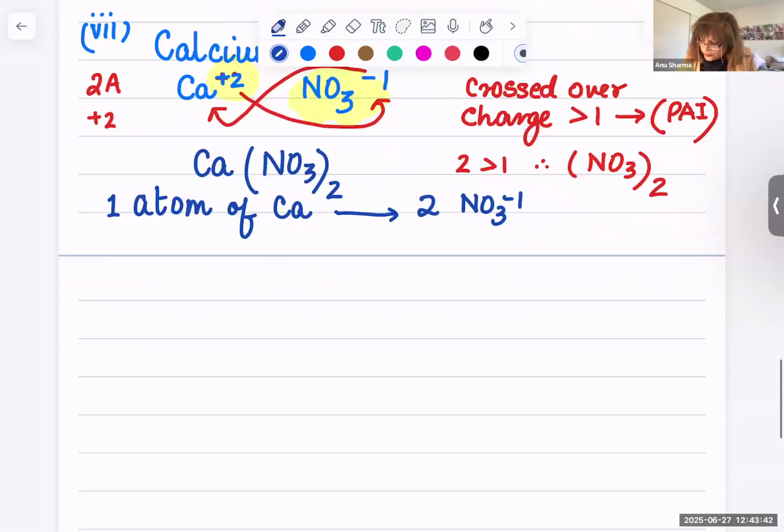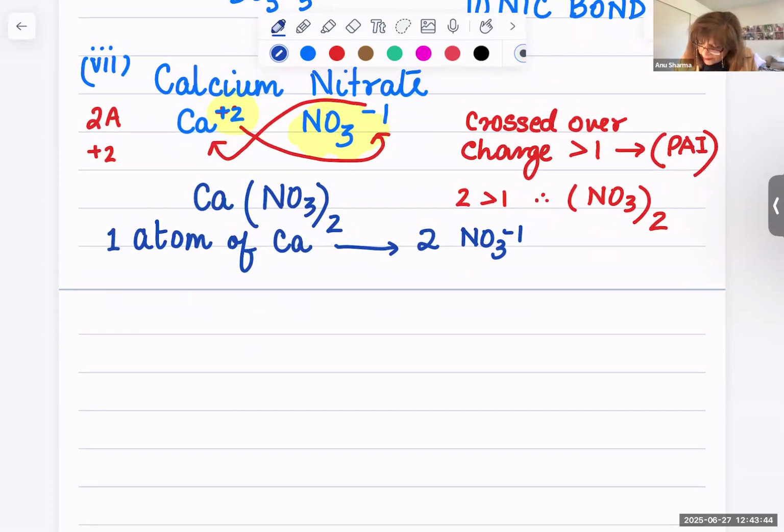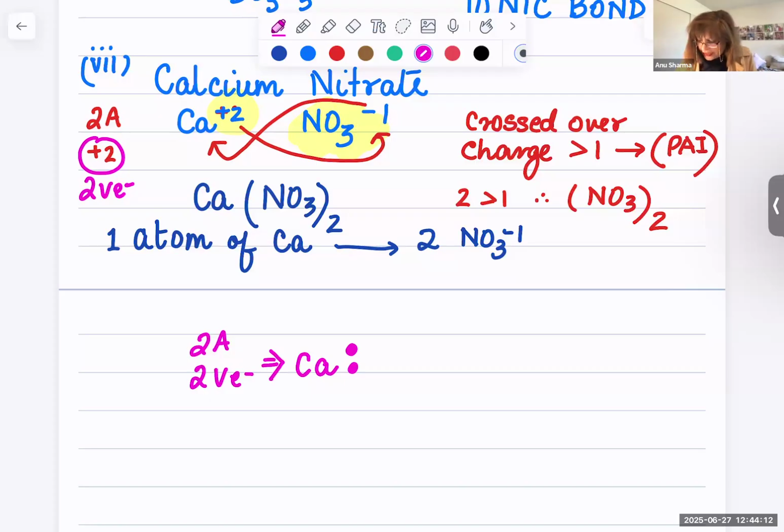Okay, let's look at the Lewis structure. So here is calcium. Sorry, so Lewis structures a little bit. This was in the book also. I forgot to mention this in the class. So here calcium has a +2 charge, which means there are 2 valence electrons. Group 2A has 2 valence electrons. So this is the Lewis structure for calcium.